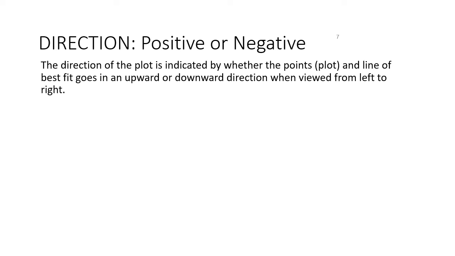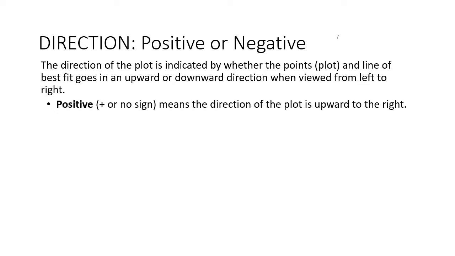So first of all, direction, is it positive or negative? And remember, in correlation, positive never means good, negative never means bad. All it means is, do they walk together or do they walk in opposite directions? So the direction of the plot is indicated by whether the points and line of best fit go in an upward or a downward direction when viewed from left to right.